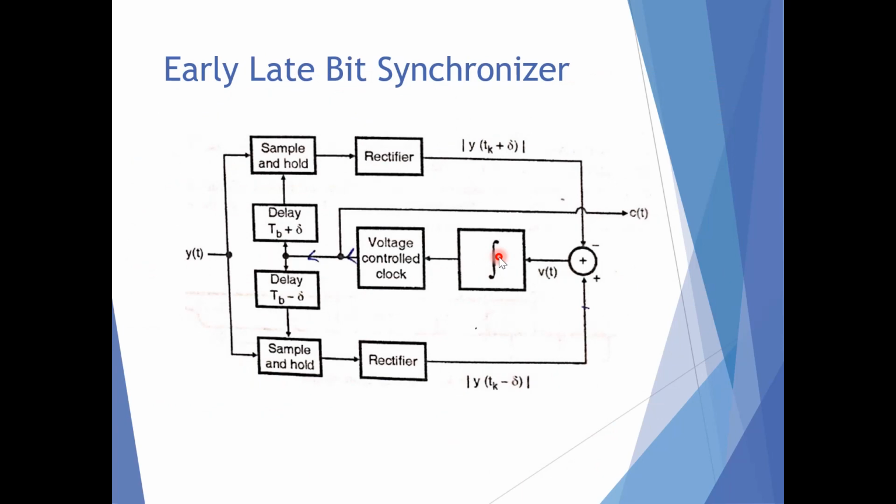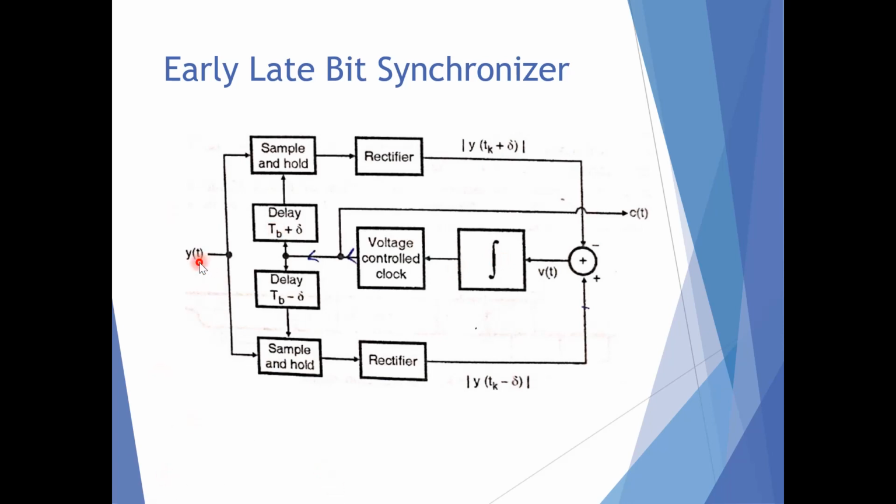Now, this is the block diagram for the early-late bit synchronizer. This synchronizer uses the principle discussed earlier to generate the control voltage for the voltage controlled clock in a feedback loop. Here we can see the sample and hold circuit, delay circuit, rectifiers, VCO, and integrator. For early sampling, y(Tk plus delta) is greater than y(Tk minus delta), and the opposite is true for late sampling. So in this figure, we can find the incoming signal.